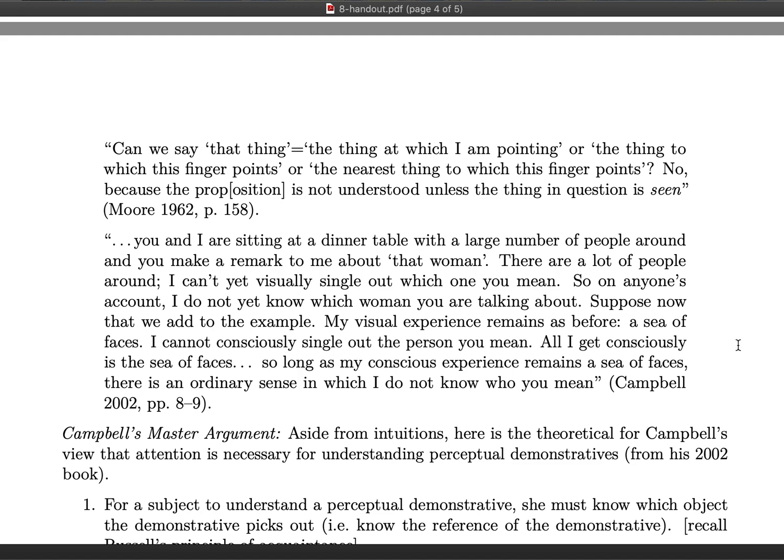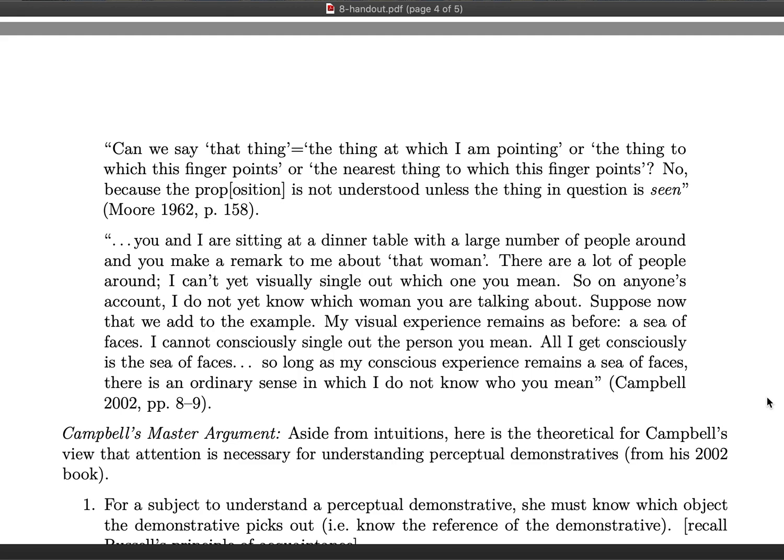In order for me to actually understand what you're saying, what I have to do is inspect this sea of faces and identify with my attention the face of the woman, or the woman that you're talking about, okay? So he concludes, so long as my conscious experience remains a sea of faces, there is an ordinary sense in which I do not know who you mean, okay?